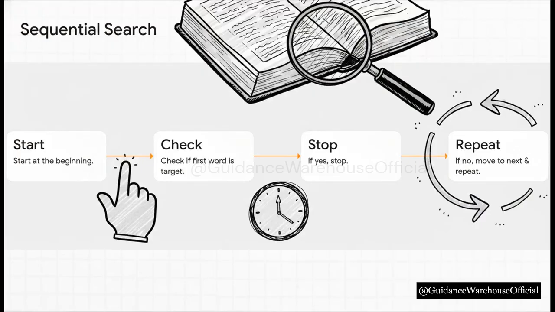To actually measure these unseen forces, computer scientists use two formal metrics: time complexity, which measures the time required during execution, and space complexity, which measures the memory required. Let's make this concrete with a real-life analogy. Imagine you have a giant physical dictionary, and you want to find a specific word using a sequential search algorithm. Here are your steps. Start at the beginning. Check if the first word is the target. If yes, stop. If no, move to the next word and repeat.